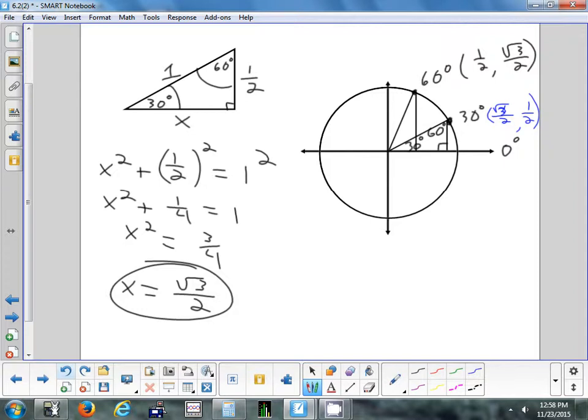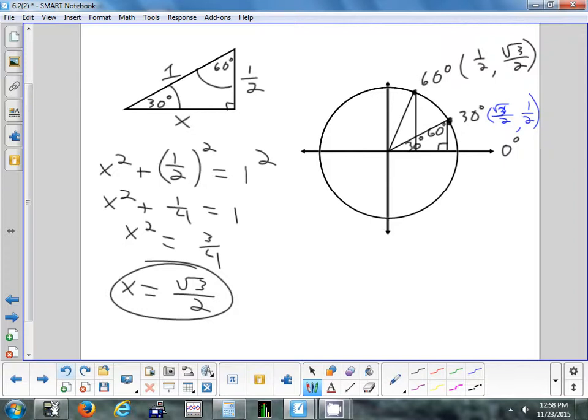Okay. And the way that I remember it, the short side is the 1/2. Square root 3 over 2, if you type that in, it's 0.866. That's the long side. Short side is always across from the small angle. The longer side is across from the bigger angle. Okay, so 60 is bigger than 30. So root 3 over 2 always goes across from 60.